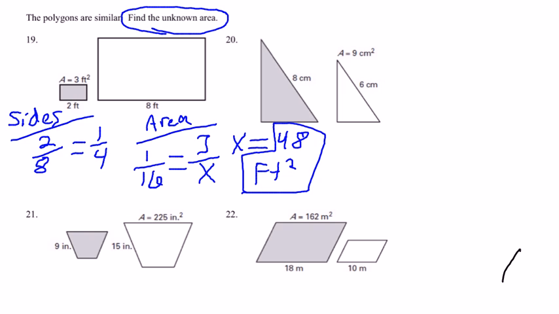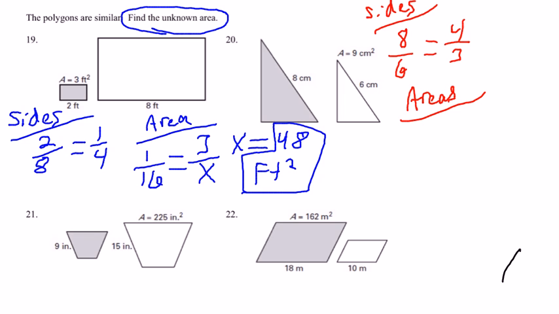Number 20, set up very similarly. The ratio of the sides is 8 over 6, which can be reduced to 4 over 3. The ratio of the areas is not going to be 4 over 3. You've got to square both of those. It's going to be 16 over 9. And so then we can set 16 over 9 equal to the two areas. Now I don't know the first area, we'll call that x, but the second area, the white triangle, is 9.